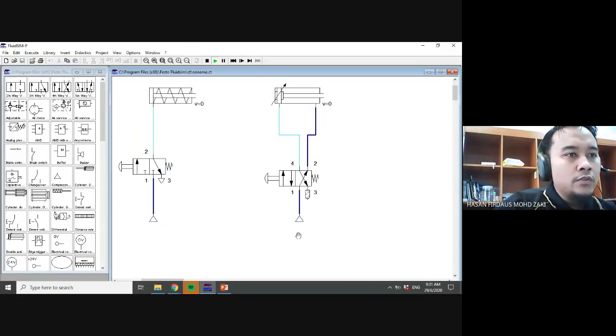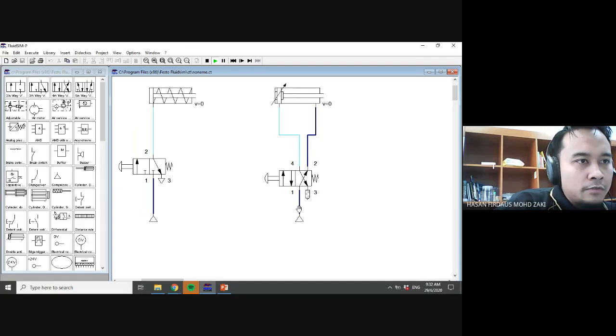So this one, you can see that from the power source, you connect to port 1, which is the power source port, and then it has the connection to port 2. Port 2 now connects to the first port of the cylinder. So you have the flow of air here, and then we push this one to the retracted position. The air here will go through to port 4, and then port 4 will go through to port 3 and go to atmosphere.